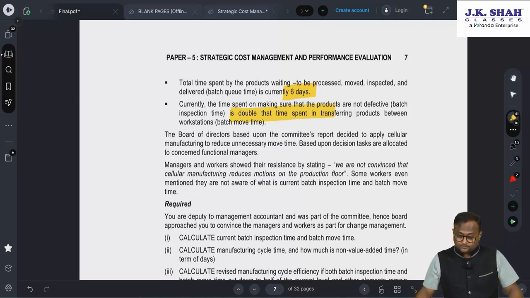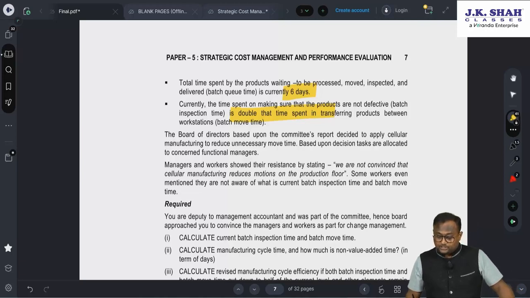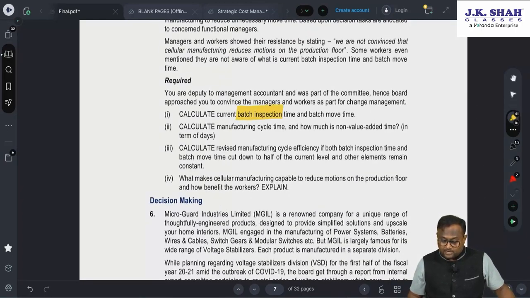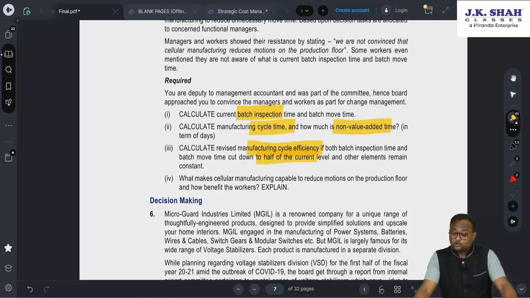the products between workstations. The board of directors, based upon the committee's report, decided to apply cellular manufacturing to reduce unnecessary move time. Based upon the decisions, tasks are allocated to concerned financial managers. The managers and workers have shown their resistance by stating, "We are not convinced that cellular manufacturing reduces motions on the production floor." Some workers even mentioned that they are not aware of the current batch inspection time and batch move time. Calculate current batch inspection time and batch move time. Calculate manufacture cycle time and non-value added time. Revise manufacturing cycle efficiency if both batch inspection and batch move time are cut down to half. And what makes cellular manufacturing capable of reducing motions on the production floor?